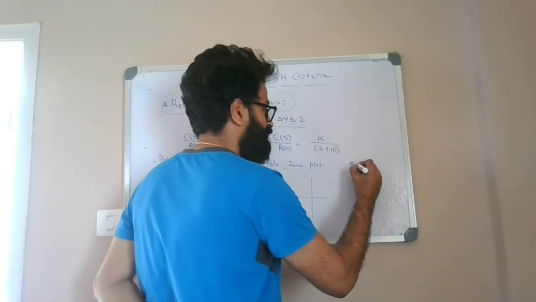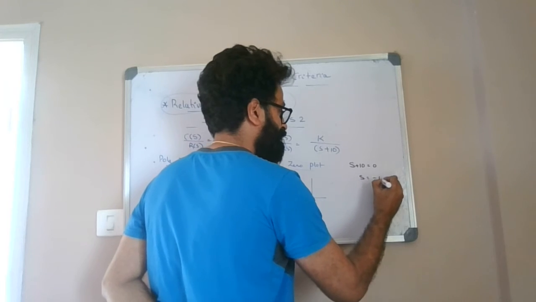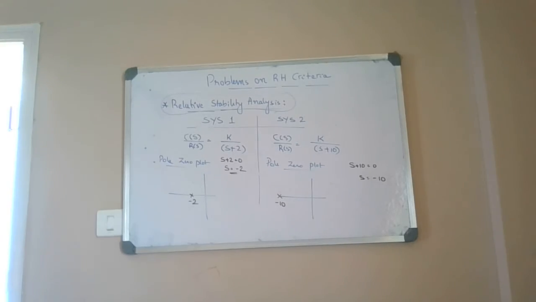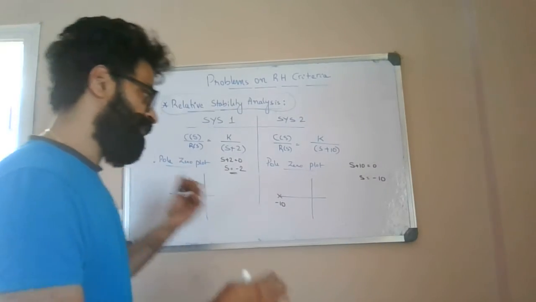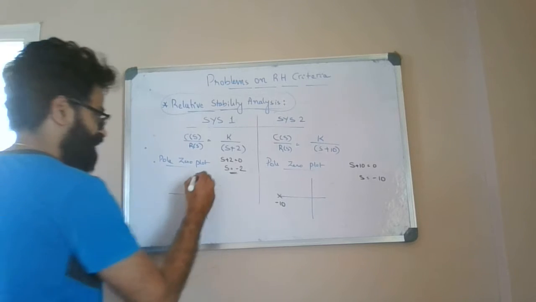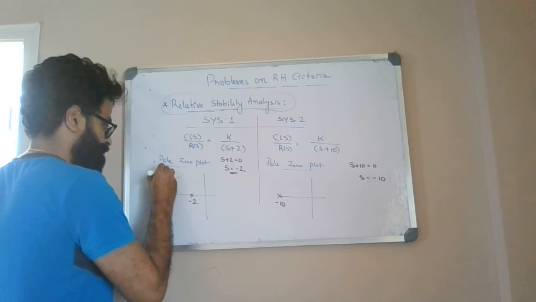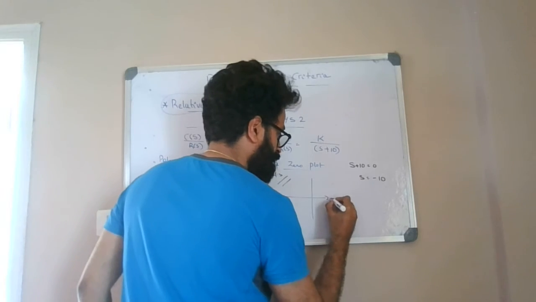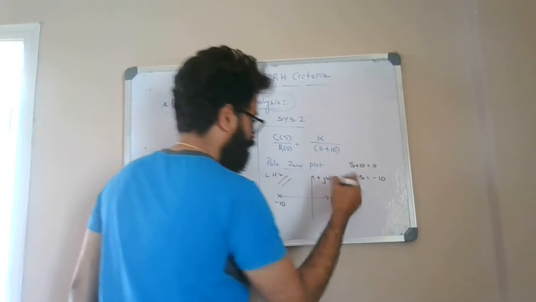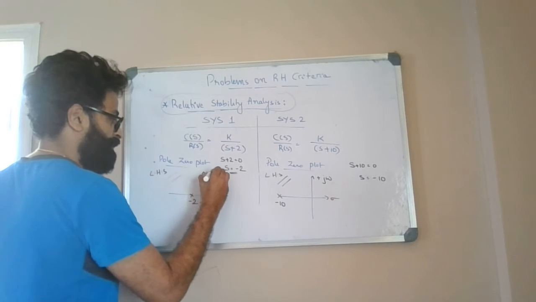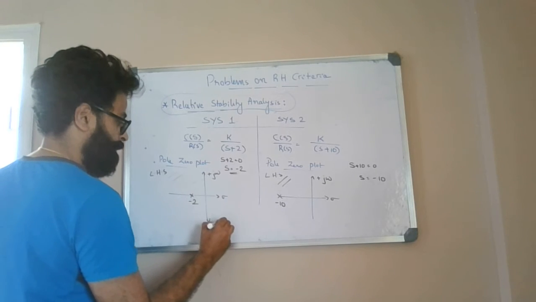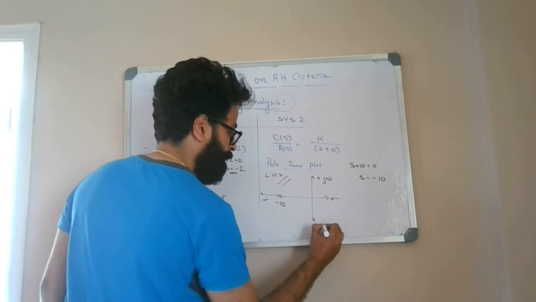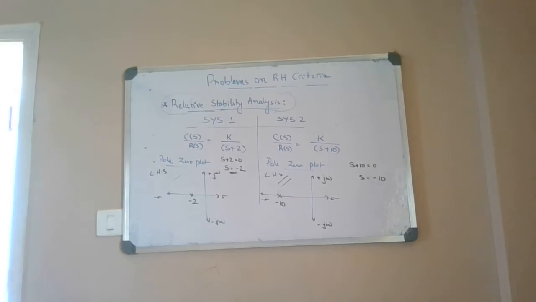Similarly, when you equate S plus 10 to 0, you will get the root value as minus 10. So let's say minus 10 is somewhere over here. Alright. Both are stable systems because their roots are found in LHS of the S plane. Okay, so this is your LHS. LHS. Okay. So this is sigma and this is j omega. Sigma and j omega. Minus j omega. Minus sigma. Okay.